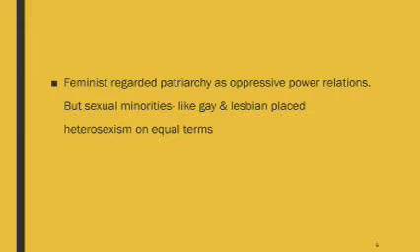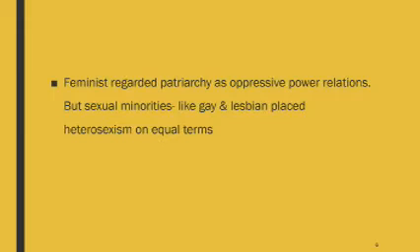Feminists regarded patriarchy as oppressive power relations, but sexual minorities like gay and lesbian placed heterosexism on equal terms. So the fight of the feminist was against patriarchy, which was oppressive to the development of women. That was the only reason for the fight of the feminists.